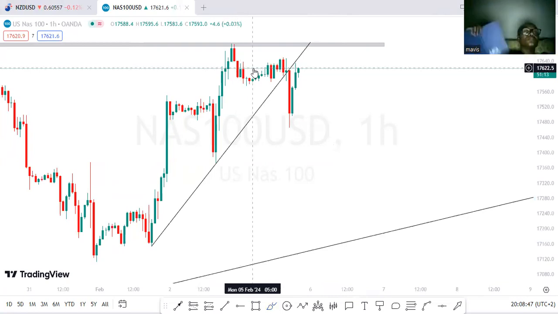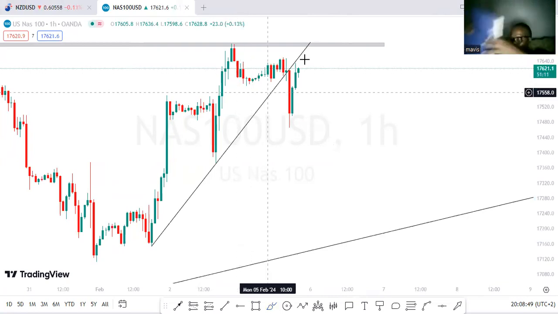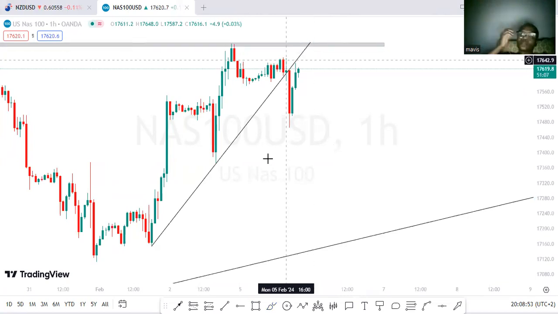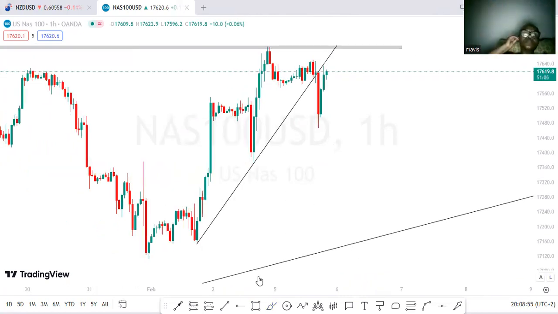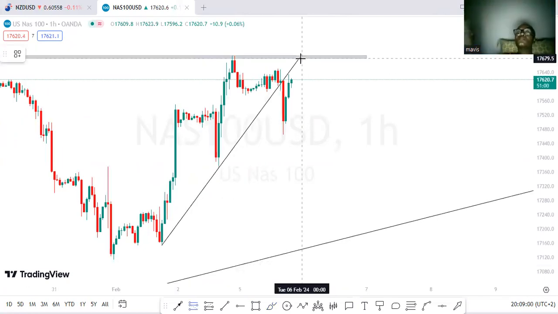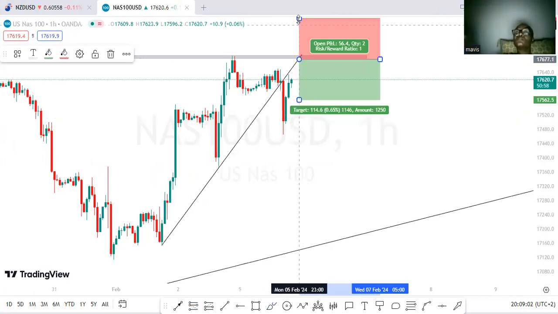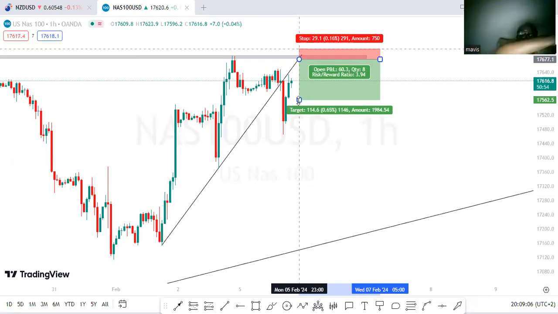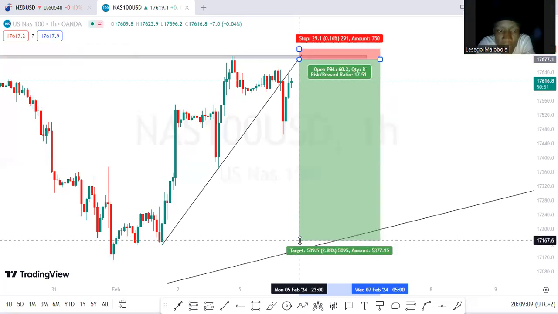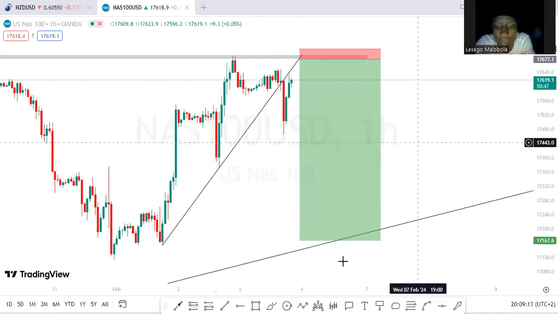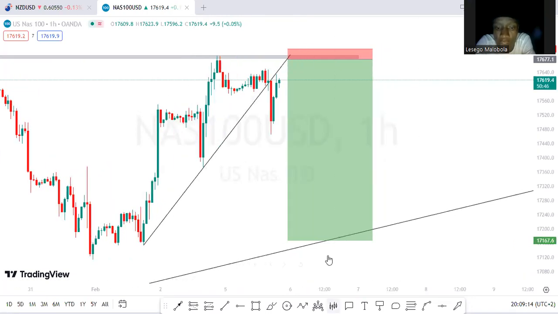Otherwise, guys, we simply gonna patiently wait for NES 100 to reach this level or the trend line and see how it reacts. This is my take on NES 100, guys. Just gonna wait and see how it reacts, but it is looking good for sells. This is a beautiful sell setup, right? Just gonna wait and see how it reacts on that level and trend line. And that's when we're gonna actually get those sells.